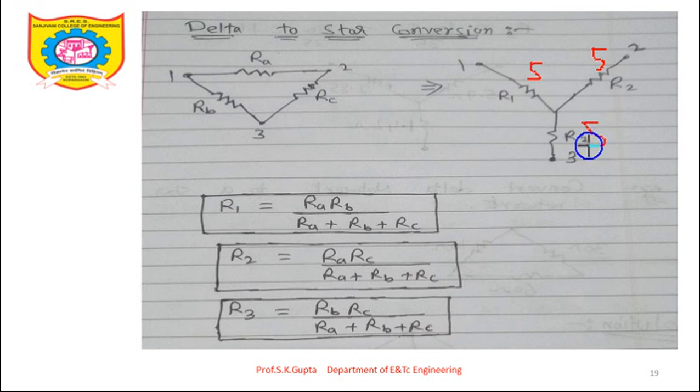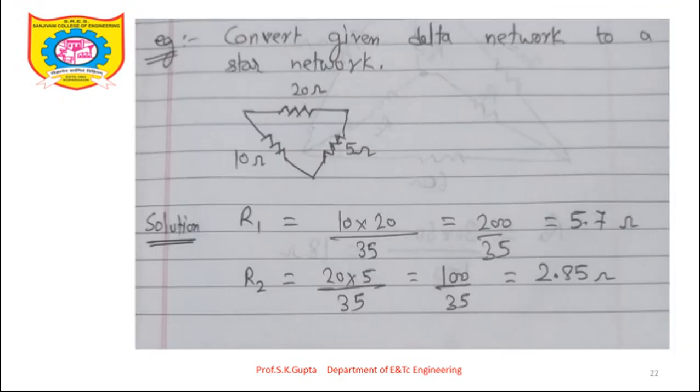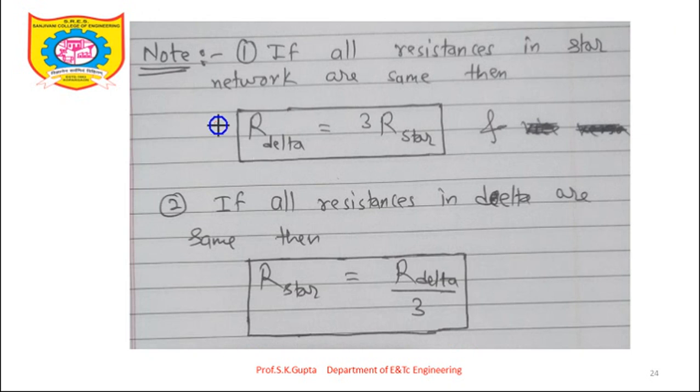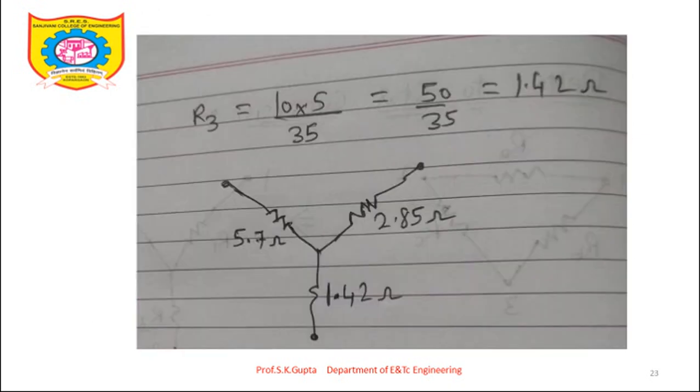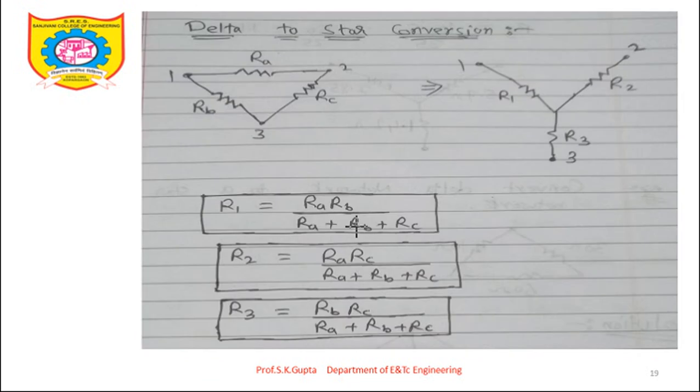Then all delta resistances will also be same. And what is the relation? That delta resistance equal to 3 times star resistance. So all delta resistance values will be 3 times 5, so 15 ohm, 3 into 5 is 15. So 15 here, and here also 15 ohm.